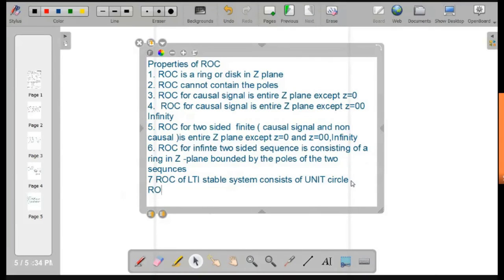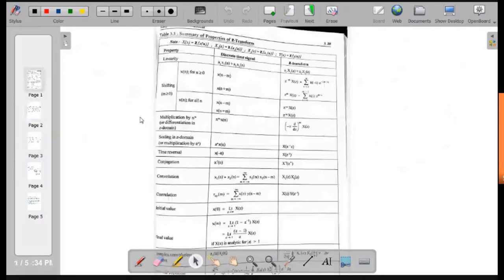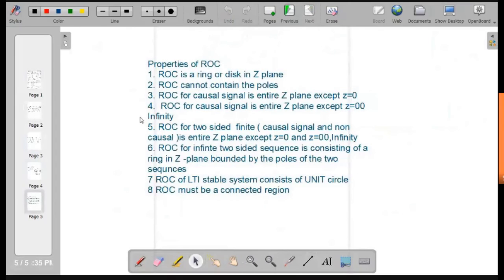ROC, this is a very important point. ROC must be a connected region. That means they should be overlapping. That is the meaning of this, is it not? So we saw so many things for now, is it not? How many pages we have done? 5th page, we are having the properties of ROC.